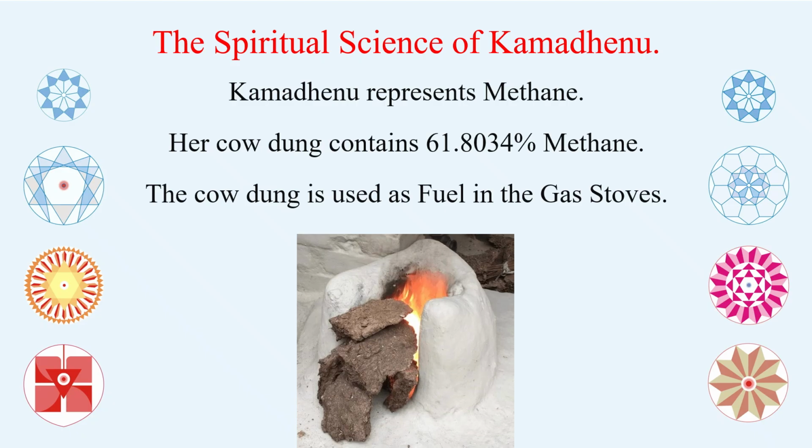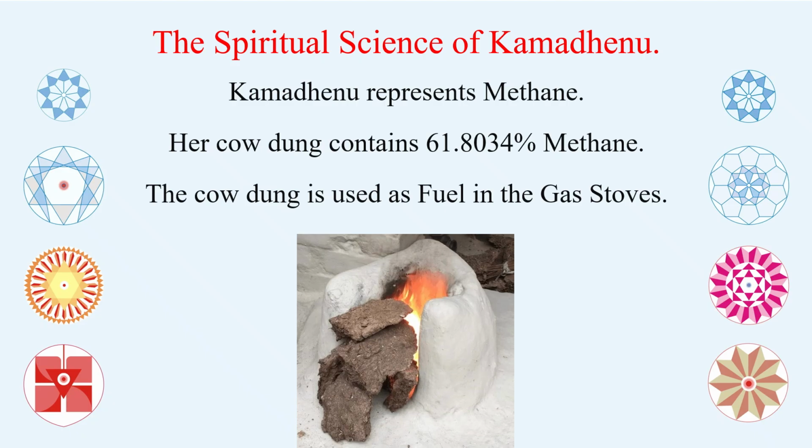And I make one thing very clear: Indian cow dung can contain 61.8034% methane gas, along with other components which can develop from it. Primarily, 61.8034% methane gas is the prime source asset which can go further to do other things. We'll talk about it later.